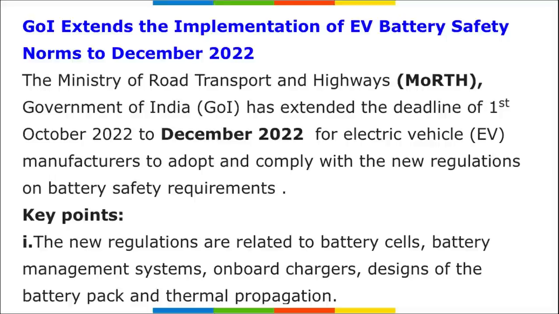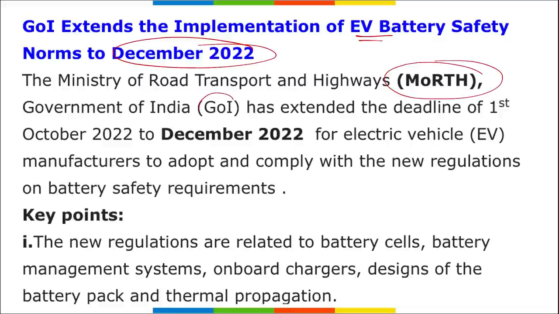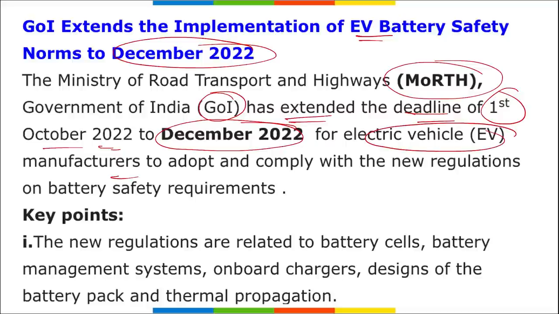Next, we are talking about the extension of the safety norms for the electric vehicle battery. That was earlier 1st of October. Now it has been extended to December 2022. I repeat, the Ministry of Road Transport and Highways, under the Government of India, has extended the earlier deadline of 1st October 2022 to December 2022 for electric vehicle manufacturers to adopt and comply with the new regulations on battery safety requirements.